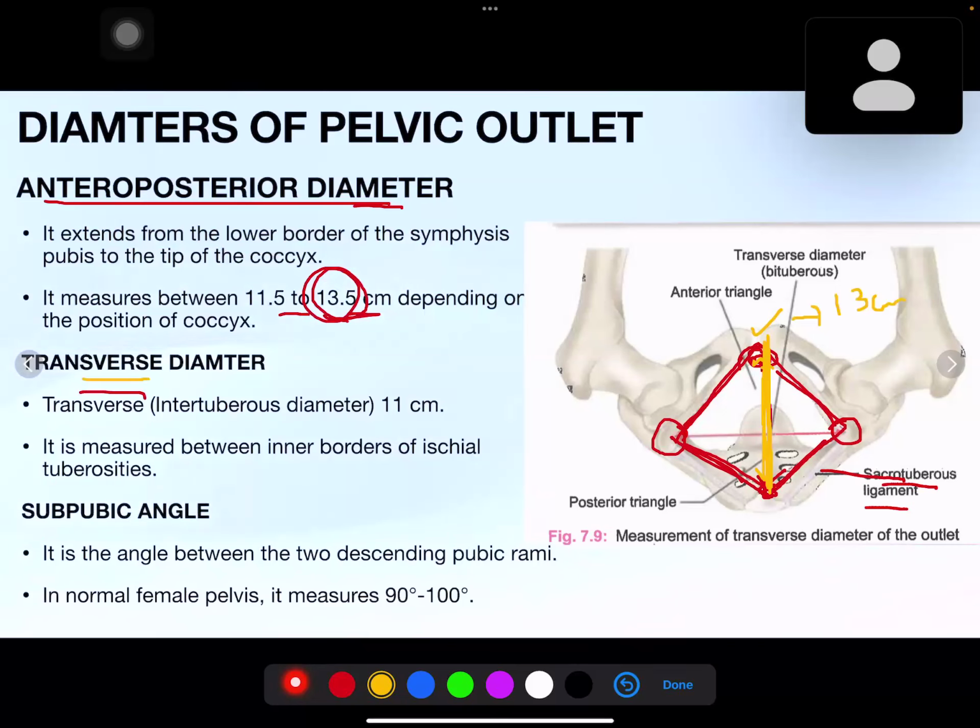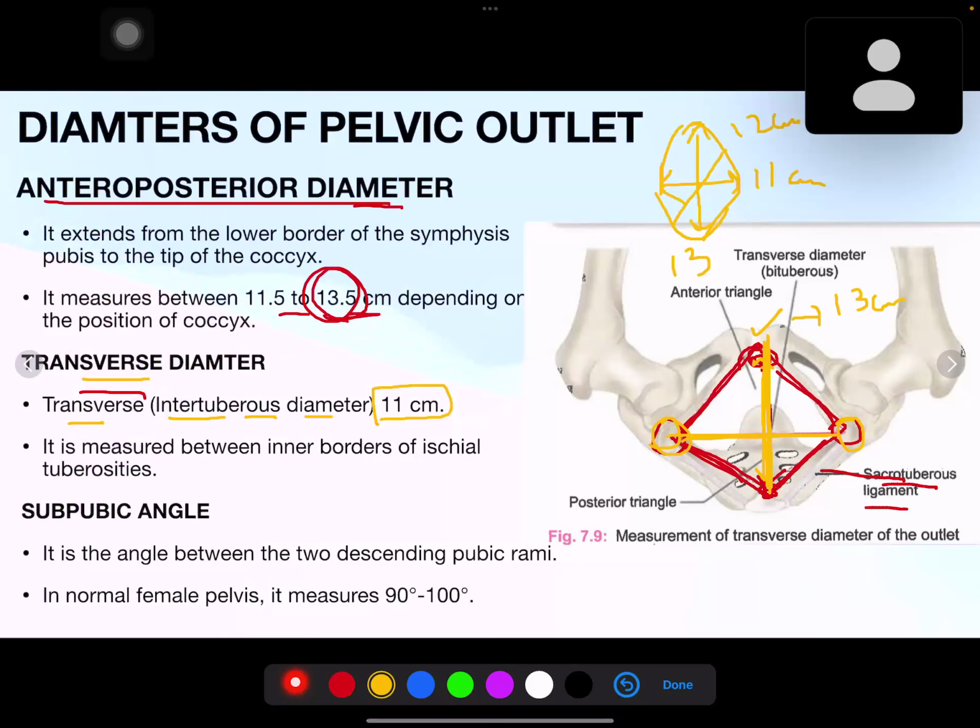Transverse means what were the lateral points? The lateral would be the tuberosities, so this transverse diameter can also be called the intertuberous diameter, because on the lateral side the ischial tuberosities are present. This is 11 centimeters. I told you that whichever diameter is longest, the opposite one will be shortest. This is how the pelvic outlet is shaped, like a diamond. The AP diameter is longest, so it is 13. The transverse is shortest, so it is 11, and all the obliques are 12 centimeter.